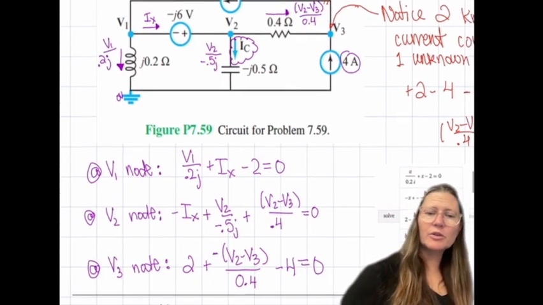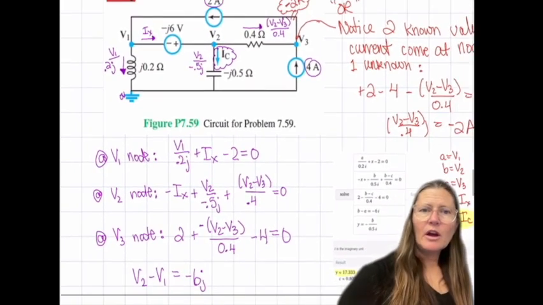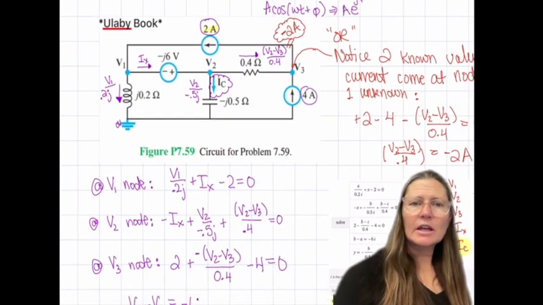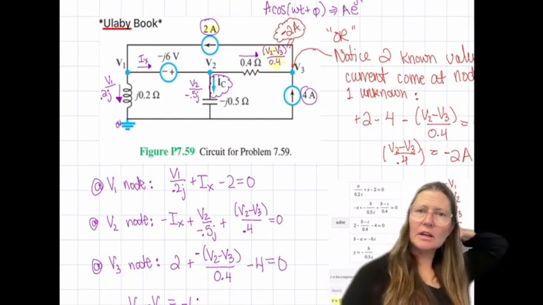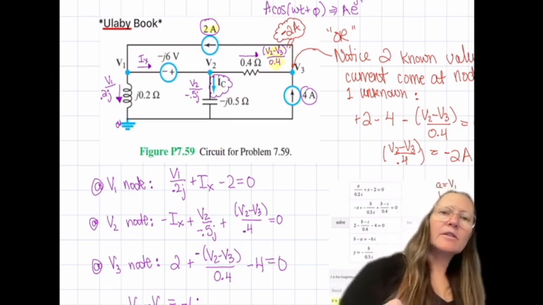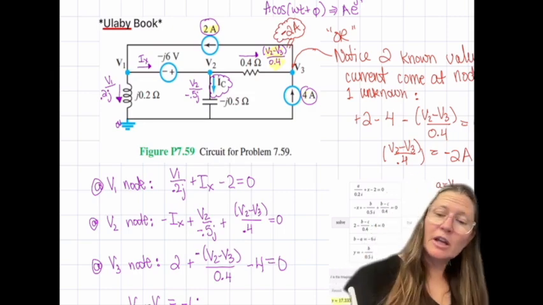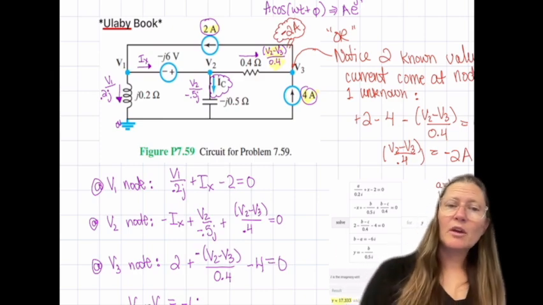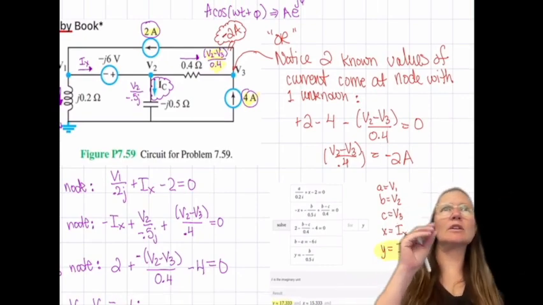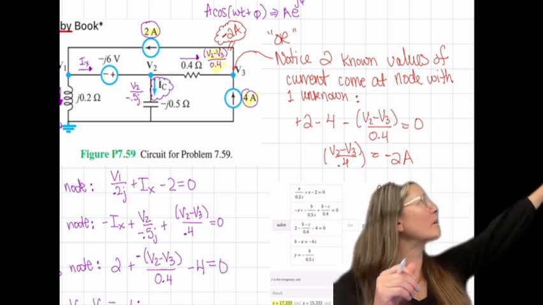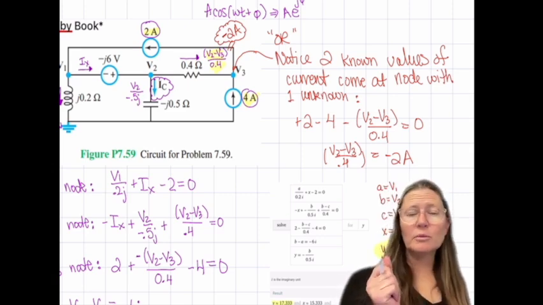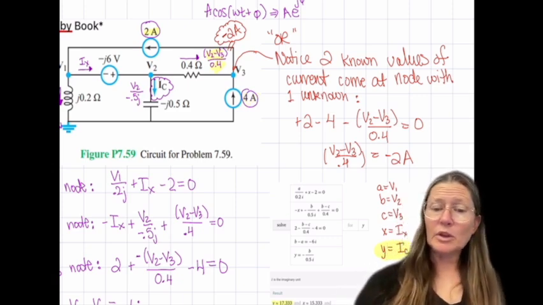And then at V3, I have 2 going out, and then I had this one coming in, so V2 minus V3 over 0.4, and 4 coming in, so negative 4. I can also note that I know 2 currents coming in or out, and then 1 unknown. So I can actually solve that right away to give me a minus 2 amps in that branch with the 0.4 ohms, if you want to do it with that already.